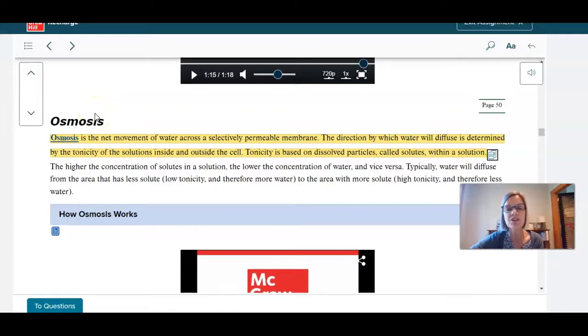If you're going into nursing, you will learn about osmosis, and you will talk about it in microbiology. You'll talk about it in your nursing class. So it's a good one to understand.